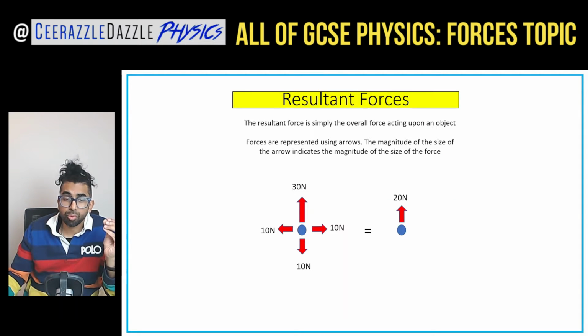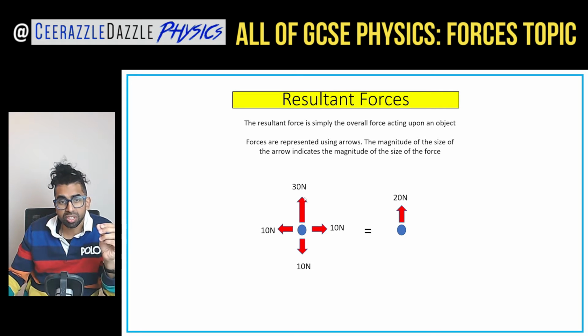Resultant forces. The resultant force is simply the overall force acting upon an object. So over here, as you can see, I've got this ball, and there are all these forces acting on it. We've got 10 newtons to the left, 10 newtons to the right, 30 up, 30 down. Well, the horizontal ones will cancel out, and the top and bottom ones will leave a resultant or overall force of 20 newtons upwards over here. 30 minus 10, it's 20 upwards.